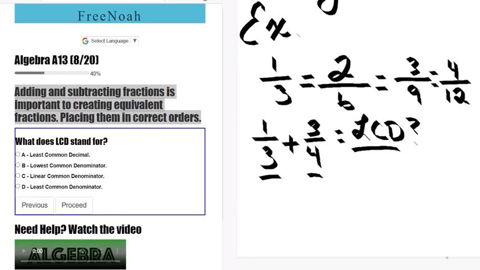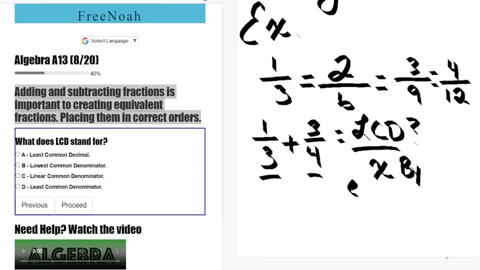All right, now if we multiply 3 by 4, we get 12, okay, and whatever we do to the denominator, we have to do to the numerator. And how about 4? What can we multiply 4 by to equal 12? Well, we're going to have to multiply by 3, all right, to give us a denominator of 12. And whatever we do to the denominator, we're going to do to the numerator.